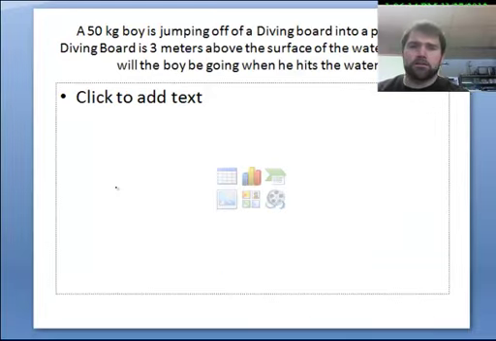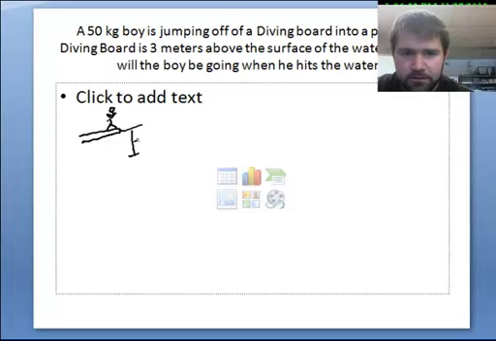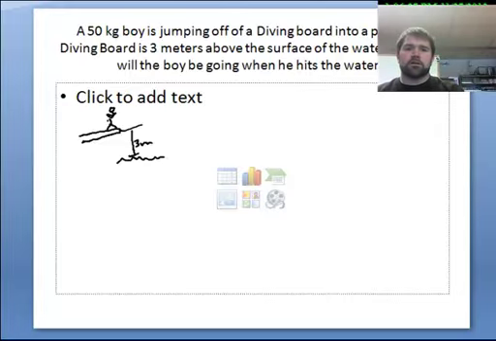Okay, a 50 kilogram boy is jumping off a diving board into a pool. The diving board is 3 meters above the surface of the water. How fast will the boy be going when he hits the water? So let's make a quick sketch here. We have a diving board up here with a person on it, and it's roughly 3 meters to the water surface below. So again, they're asking how fast will the boy be going when he hits the water?